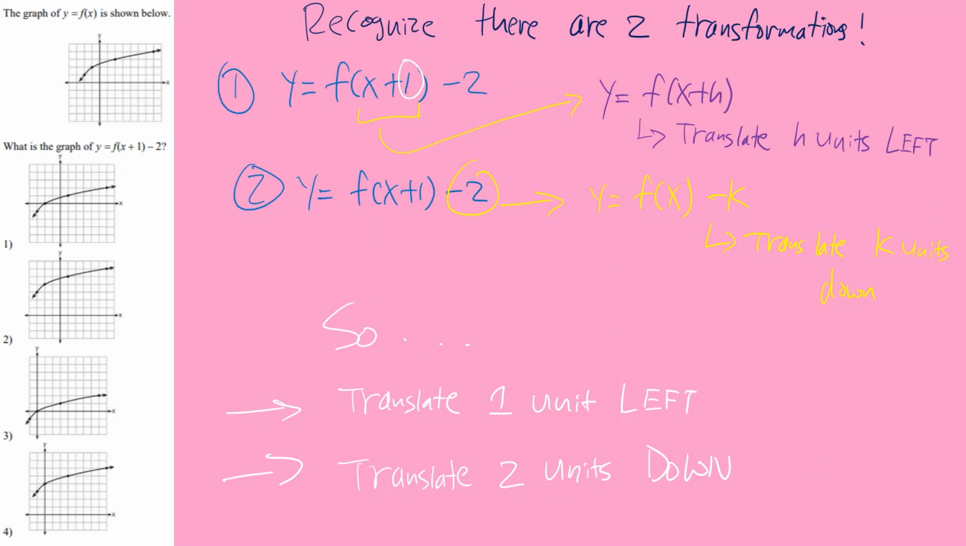So in order to figure out which graph is correct, let's pick a point. I'm going to pick -2, 1. So translate 1 unit left. Now we move 2 units down, and we get the point -3, -1. The only graph with that coordinate is answer choice 1 right here, and that's why our answer choice is 1.